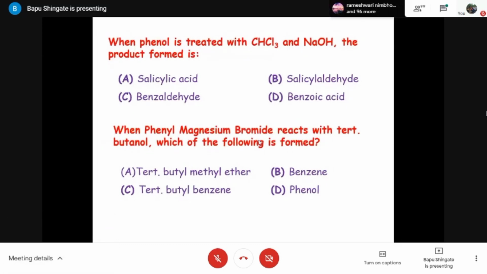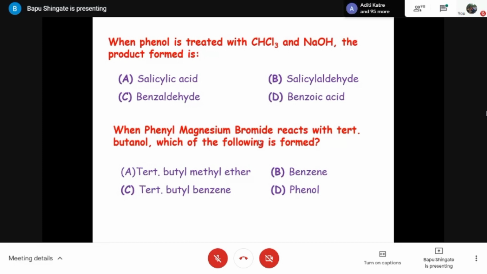No doubt, when Grignard reagent reacts with sodium hydroxide, why not phenol? When Grignard reagent reacts with sodium hydroxide, only the hydrocarbon forms. It will not form phenol. Phenol is formed by a different way.